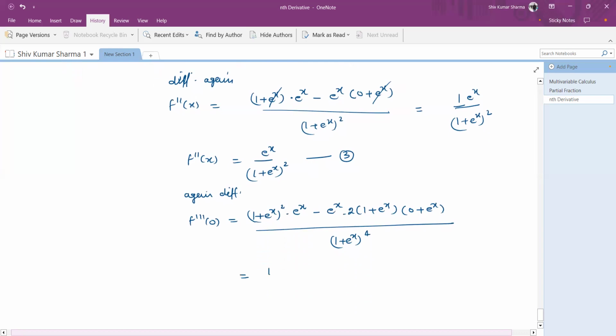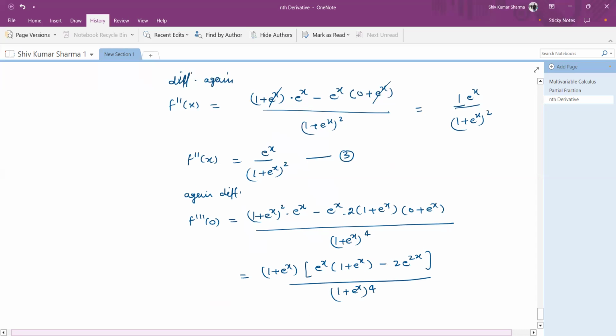Now in numerator we take 1 plus e raised to the power x as common. So the first term gives us e raised to the power x into 1 plus e raised to the power x, minus 2 e raised to the power x into e raised to the power x, which means e raised to the power 2x, upon 1 plus e raised to the power x raised to the power 4.